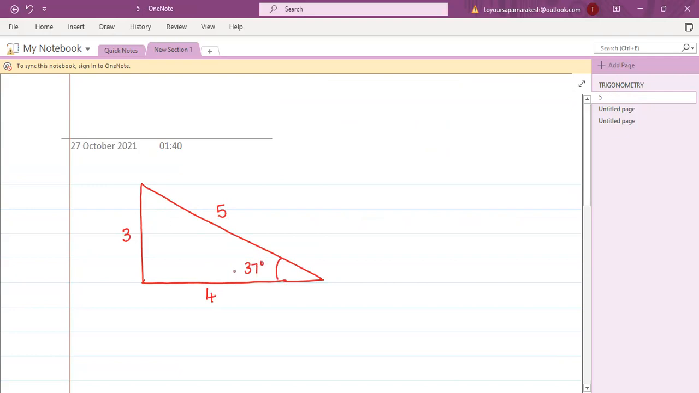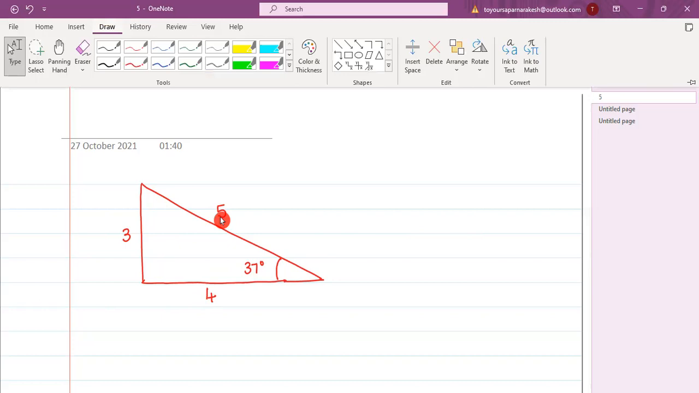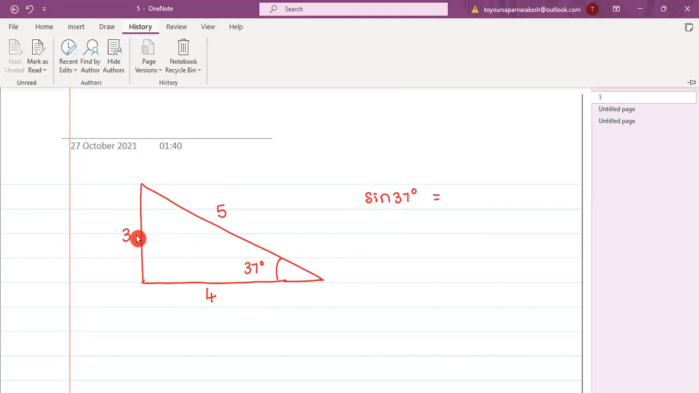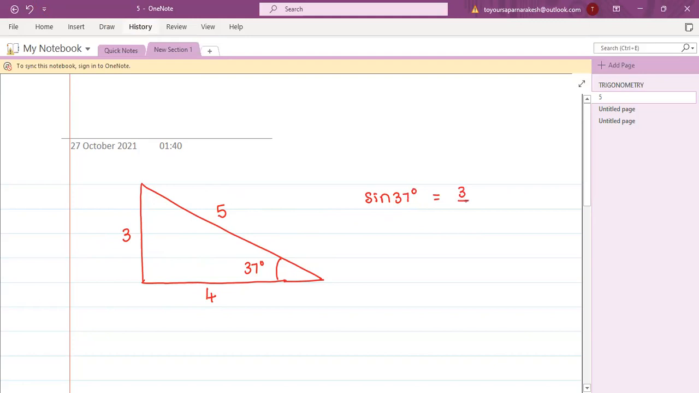These values are very, very important. So here you take a 3, 4, 5 right angle triangle, and this angle is equal to 37 degrees. First I want to find sine 37 degrees. We know the sine function means opposite side upon hypotenuse. Therefore, sine 37 degrees is equal to 3 by 5.